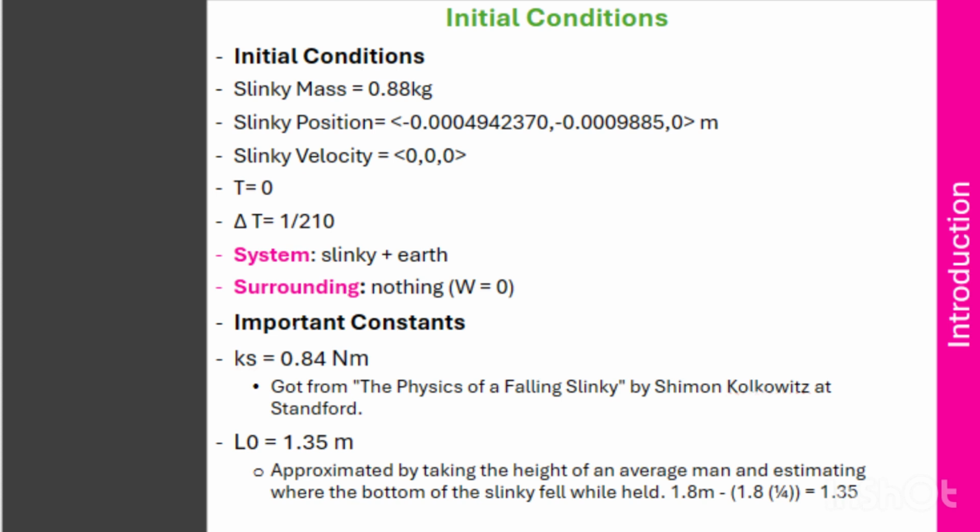L naught was approximated by using the average height of a man and where the slinky fell in comparison. For my approximation, the slinky fell 3/4 of the way down, so I subtracted the remaining 1/4 from the height of the man. Next is the video that I analyzed.